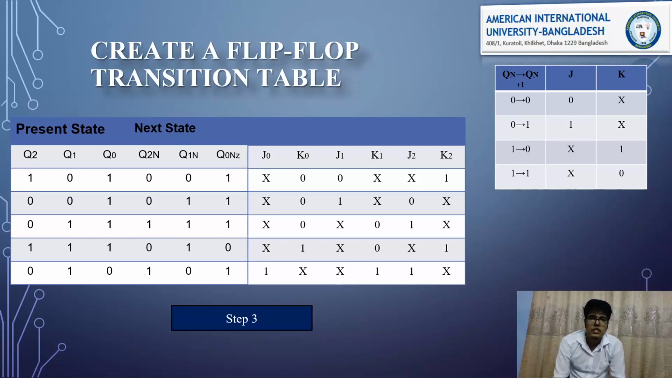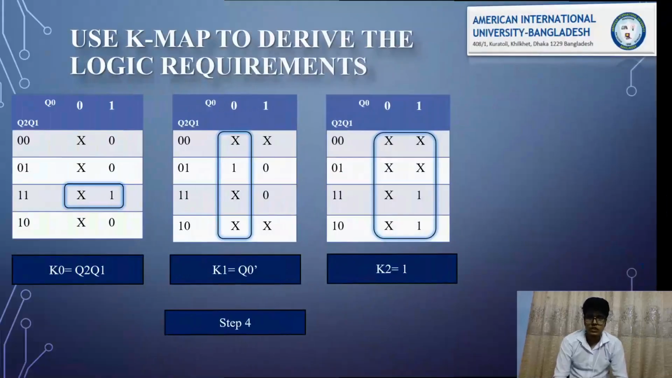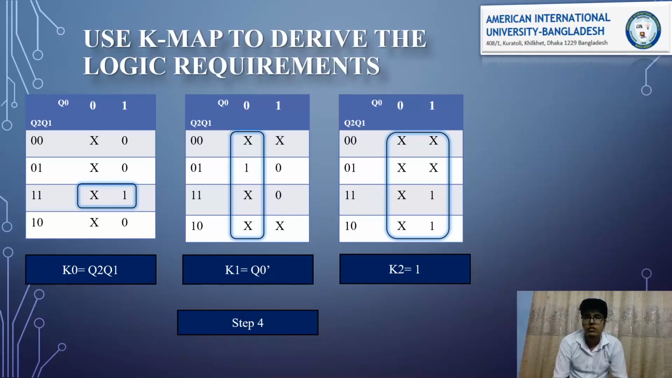After this we have to use K-Maps for deriving the logical requirements. In these K-Maps we have to solve it, and the logics are J0 is equal to 1, J1 is equal to Q2 bar, J2 is equal to Q1, and then we have K0 is equal to Q2 and Q1, K1 is equal to Q0 bar, and K2 is equal to 1. So these logics will be implemented in the counter.